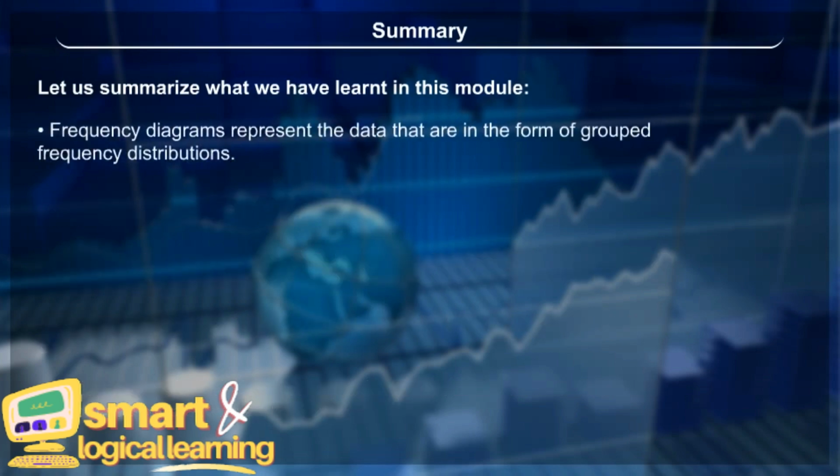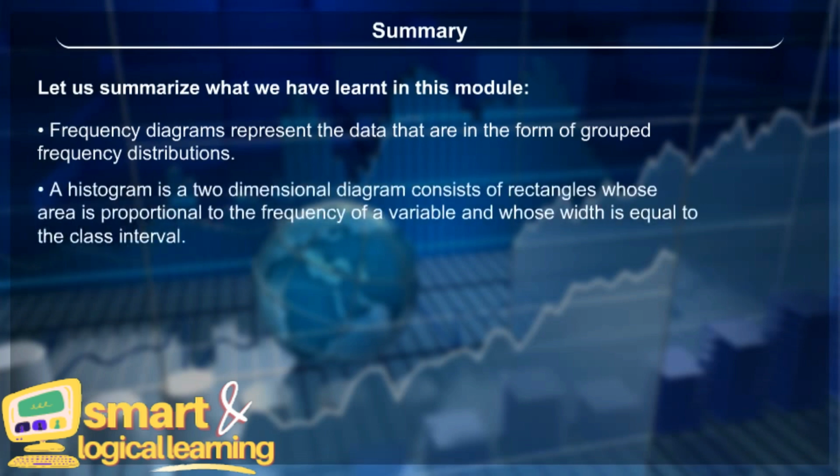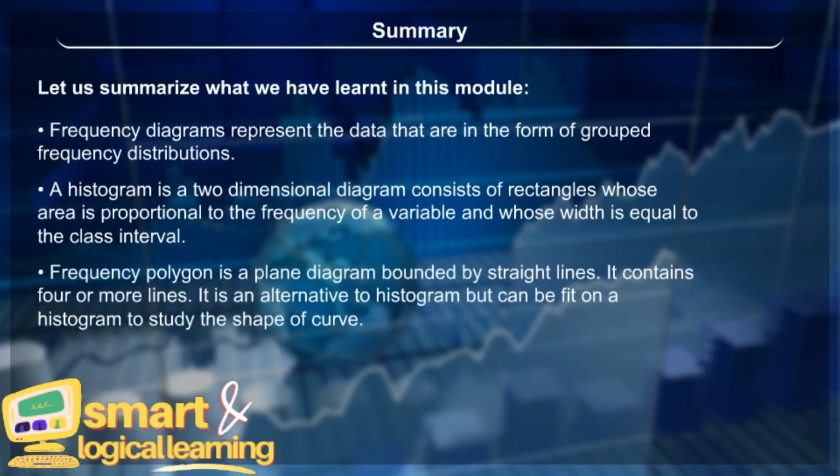Frequency diagrams represent the data that are in the form of grouped frequency distributions. A histogram is a two-dimensional diagram, consisting of rectangles whose area is proportional to the frequency of a variable and whose width is equal to the class interval. A frequency polygon is a plane diagram bounded by straight lines. It contains four or more lines. It is an alternative to histogram but can be fit on a histogram to study the shape of the curve.